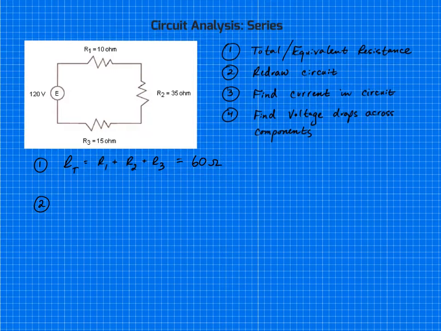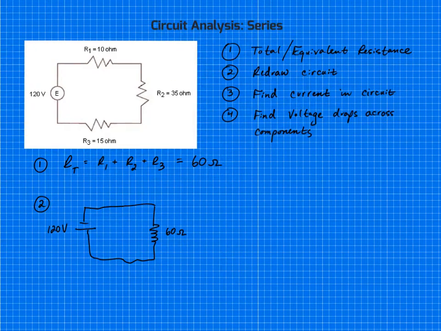Okay, now I'm going to redraw the circuit. This is an important step. Okay, so if I redraw my circuit, I'm going to boil those 3 resistors that I had up here down to one that has this 60 ohm resistance. Okay, so I'm going to draw my resistor here. I still have 120 volts, and then I have 60 ohms total in that circuit. Okay, so notice that this is much simpler now than what we had up here.